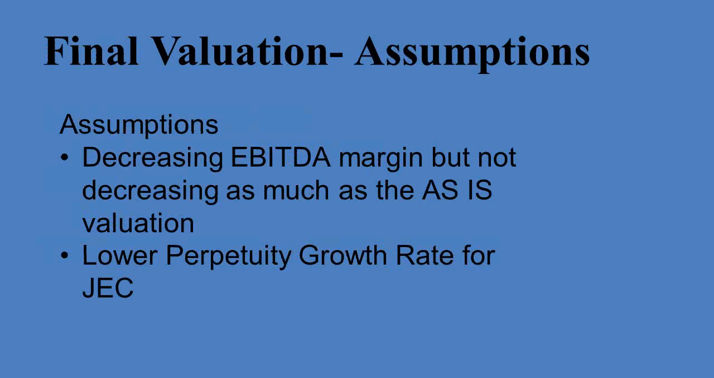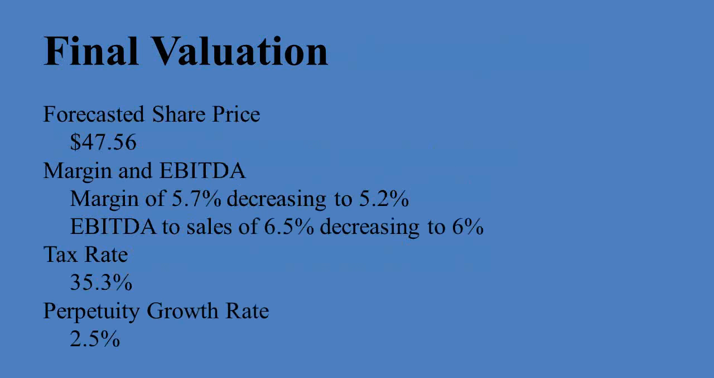In our final valuation of Jacobs Engineering, we changed a few assumptions. We had a decreasing EBITDA margin, the same as in the as-is, but not decreasing as much as the as-is valuation. And we also used a lower perpetuity growth rate for Jacobs Engineering. Our final valuation forecasted share price was $47.56. The margin of 5.7% decreased only to 5.2%, versus much lower in the as-is valuation. The EBITDA to sales started off at 6.5% and decreased to 6%.